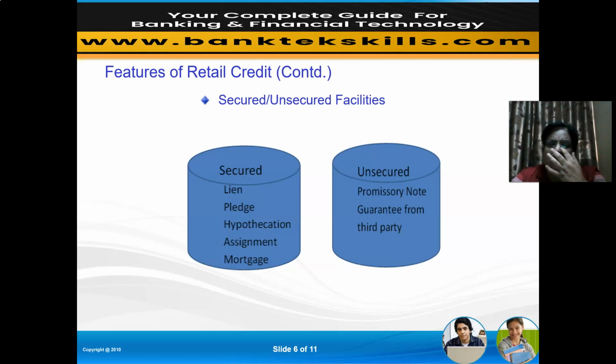I'll give an example. Suppose first is lien. Suppose a customer has a fixed deposit of 1 lakh rupees and he comes to us and says, I need 20,000 but I don't want to break the FD.